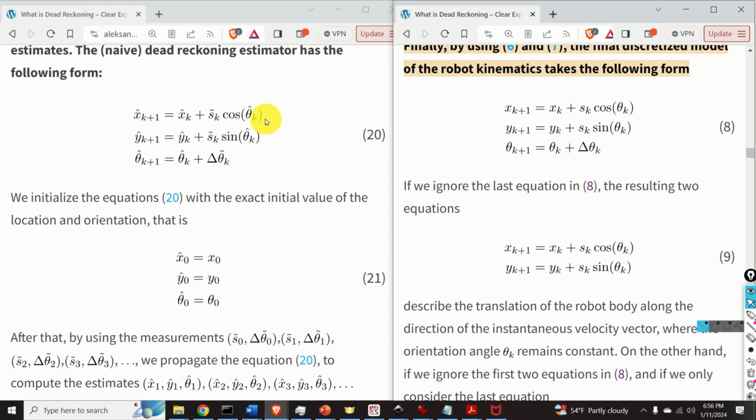And after that, by using the incoming measurements, sk tilde and delta theta k tilde, we simply propagate these equations and we use the past estimates to compute the future estimates. That is, to compute the estimates at the time instant k plus 1. And that's it. That's the simple idea of dead reckoning. Again, this is a naive approach since we are not filtering anything over here. We are just propagating through the model.